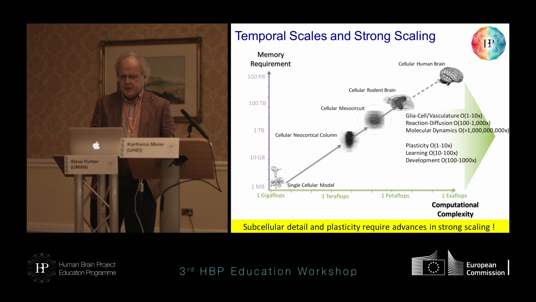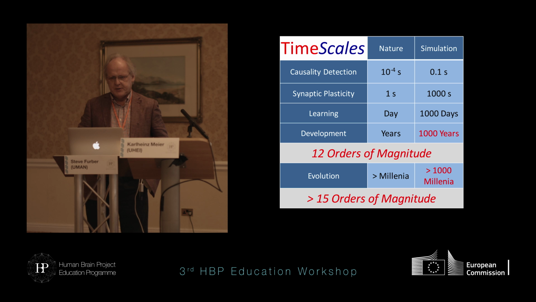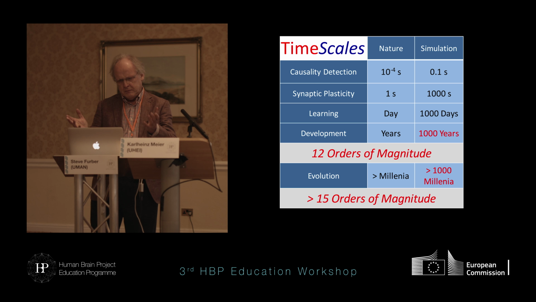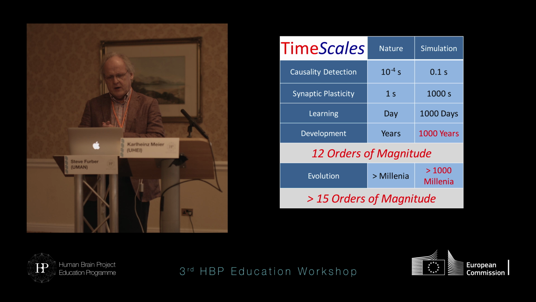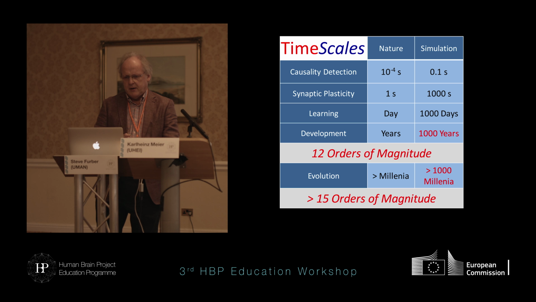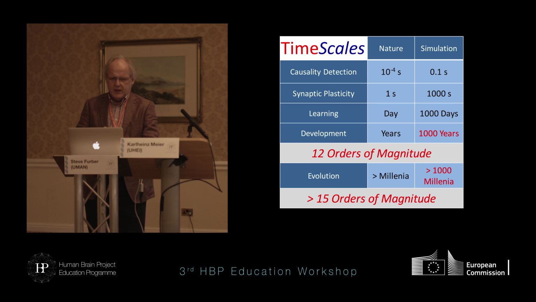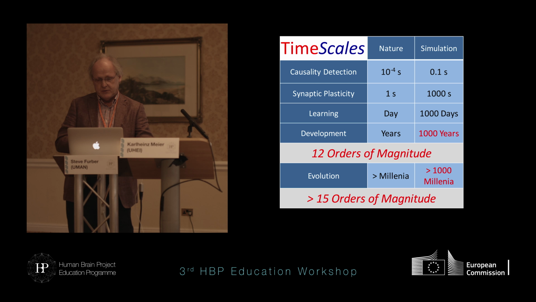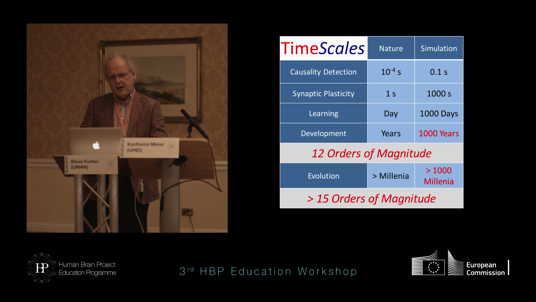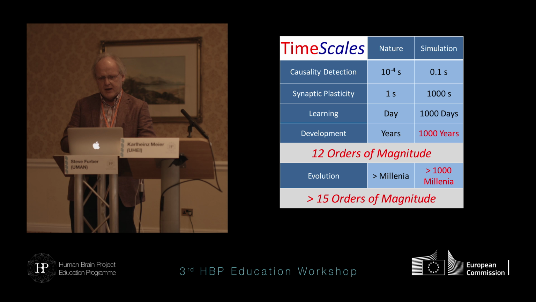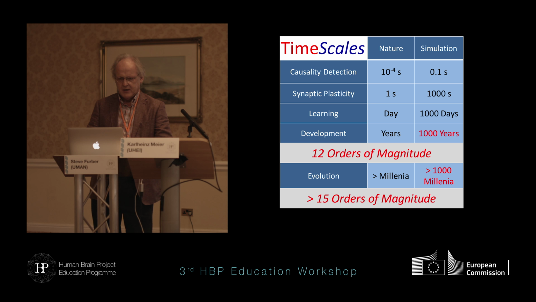What do these numbers mean in terms of timescales? So taking the 1,500 times slower, if we're looking at causality detection, which may happen in a tenth of a millisecond, the simulation will take a tenth of a second. Plasticity goes from a second to 1,000 seconds, which is 20 minutes. Learning, which takes a day in nature, will take 1,000 days, several years in simulation. Development, which takes years, will take 1,000 years.